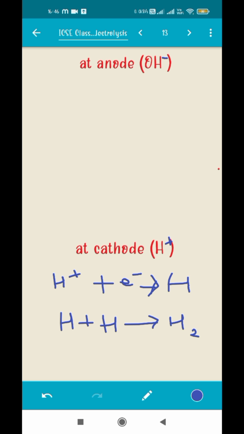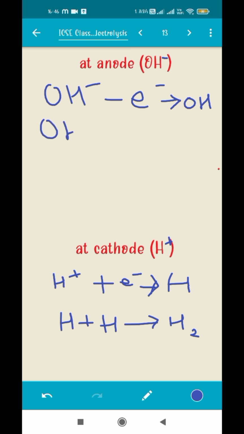Now let's see the case of the anode. One OH minus ion is going first to the anode. Since it is a negative ion, that means it has one electron extra, right? So it will lose one of its electrons and it will become OH. But OH is not any molecule, right? It cannot exist like this. So one OH will react with another OH and what will form?